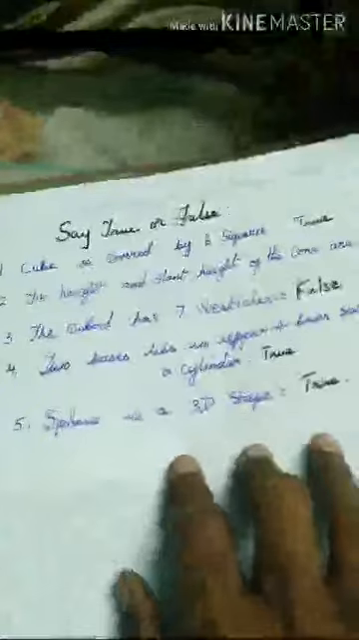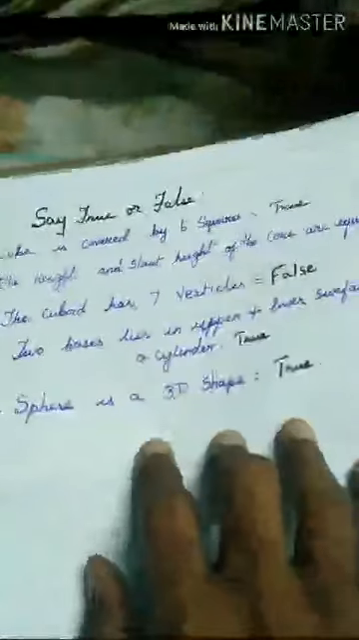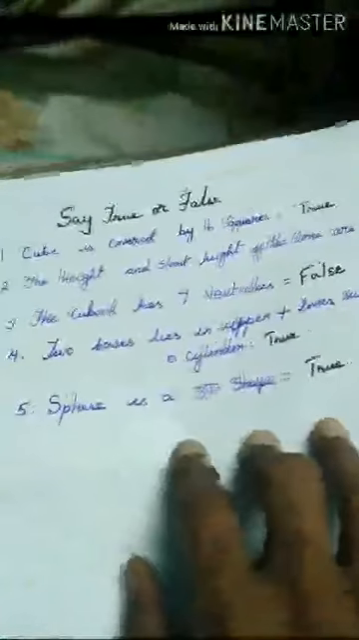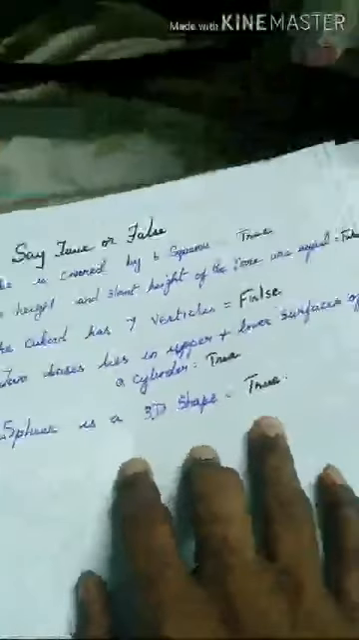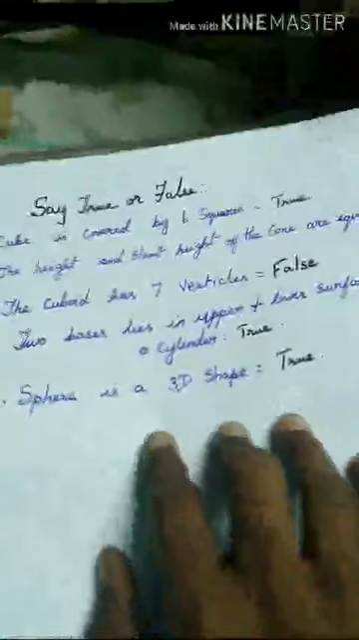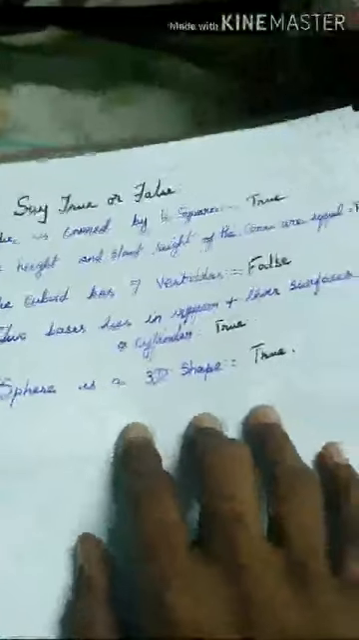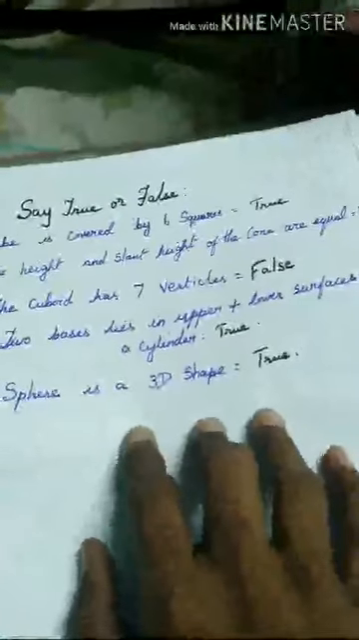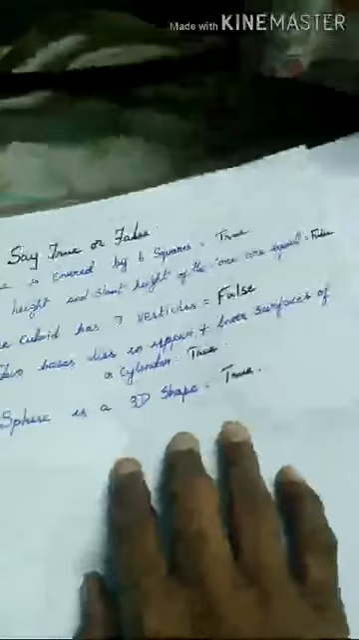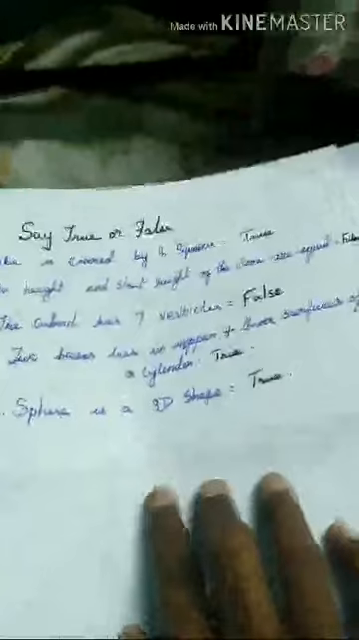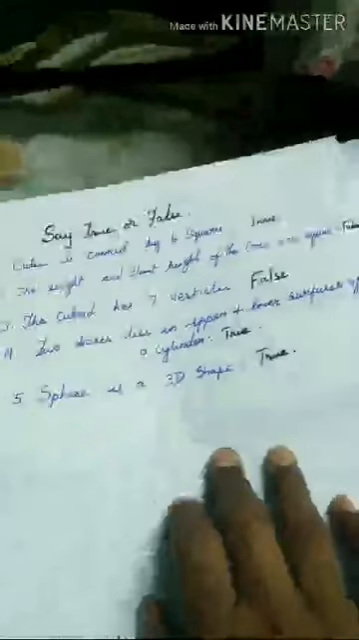Next I move on to true or false. Cube is covered by 6 squares. Yes, true. The height and slant height of the cone are equal. False. The cuboid has 7 vertices. False, it has 8 vertices. Then, 2 bases lie on the upper and lower surface of the cylinder. True. A sphere is a 3D shape. True. Yes, this is for today, children.